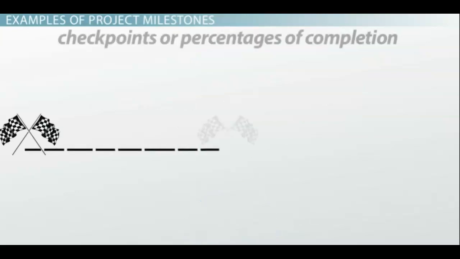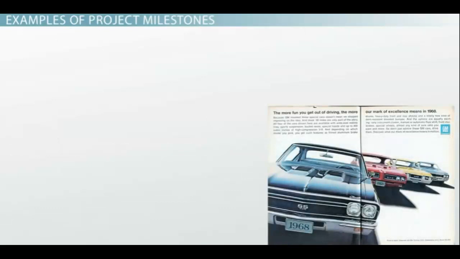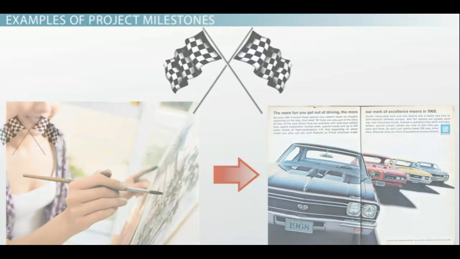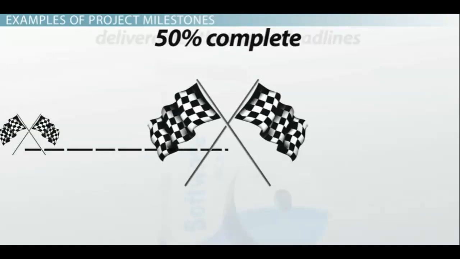Another example would be checkpoints or percentages of completion. For instance, if you are designing an advertising campaign, obtaining sketches and images might be considered a project checkpoint. If you obtain them on schedule halfway through the project, you'll know the project is 50% complete.